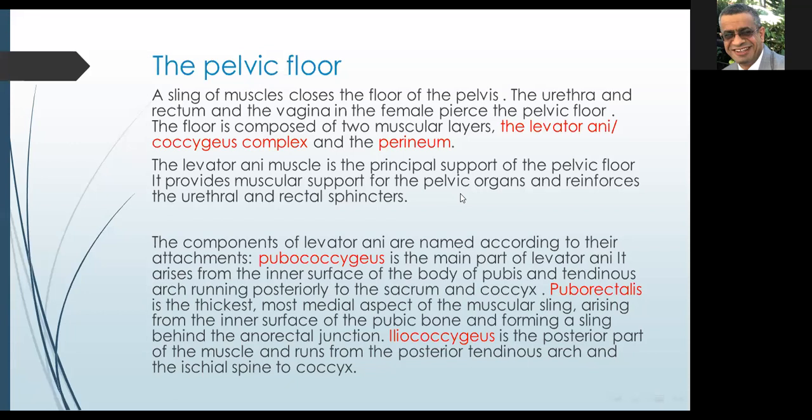Puborectalis is the thickest, most medial aspect of the muscular sling, arising from the inner surface of the pubic bone and forming a sling behind the anorectal junction. And finally, iliococcygeus is the posterior part of the muscle and runs from the posterior tendinous arch and the ischial spine to the coccyx.